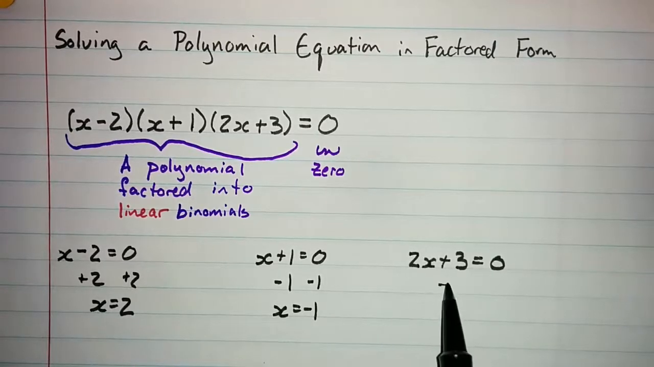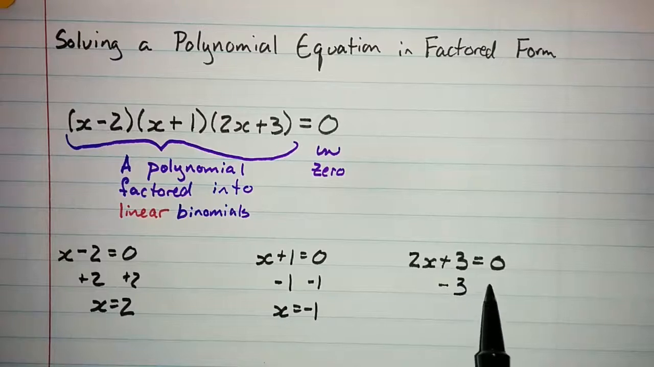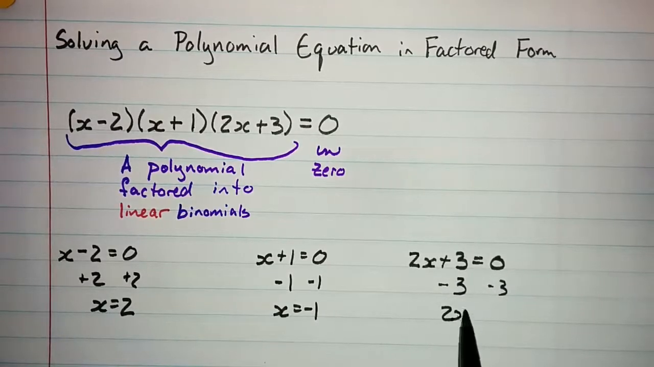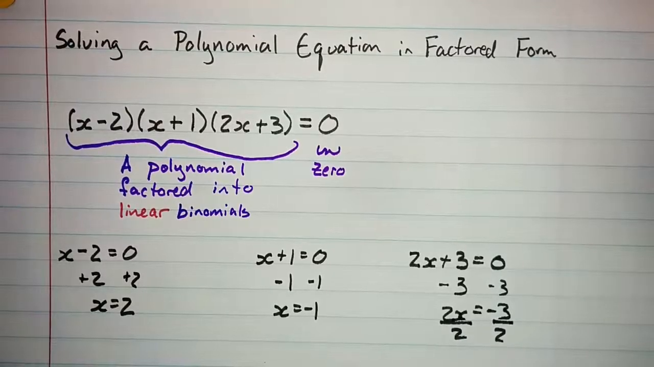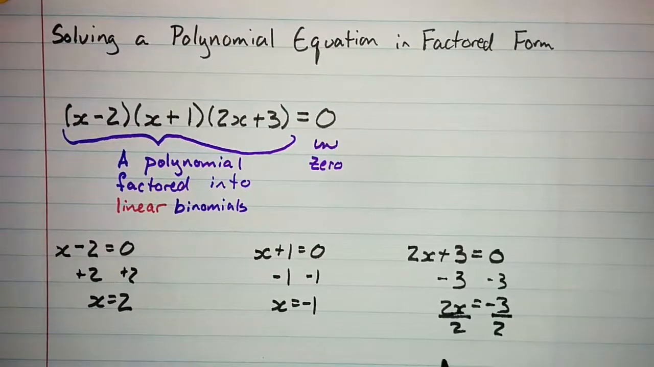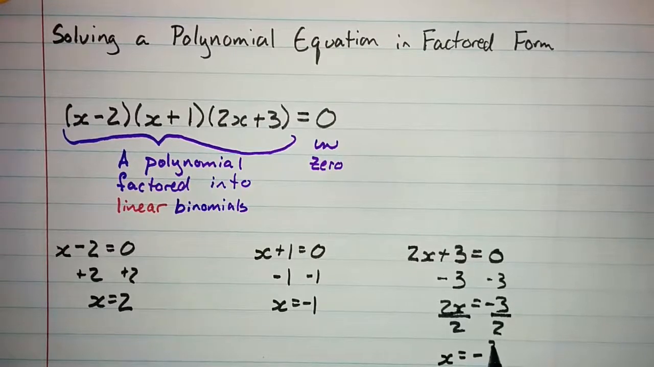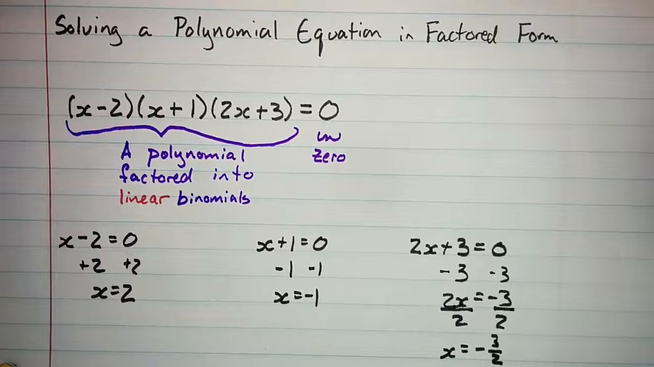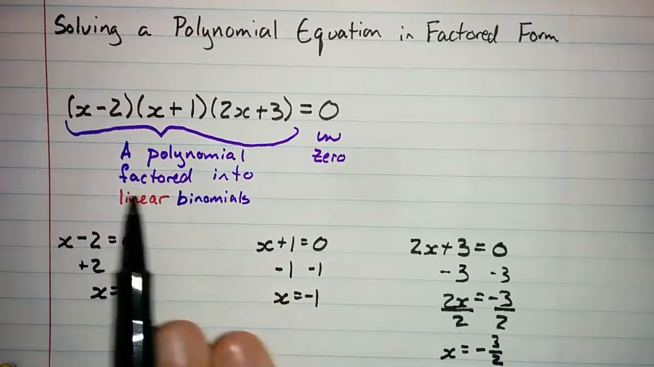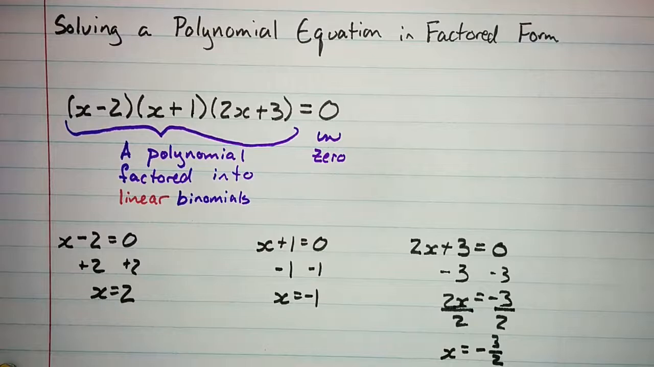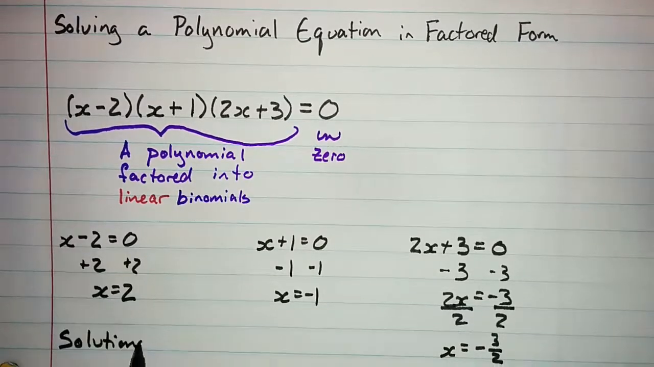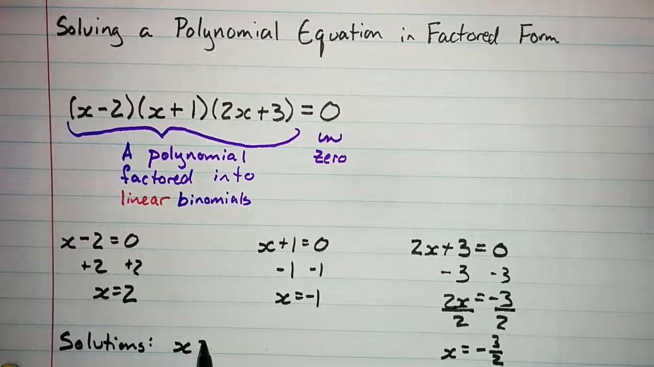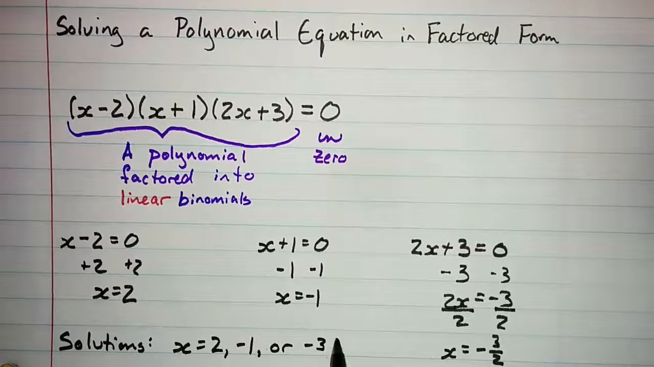We can solve this equation with another step. And we find that this polynomial equation has exactly three solutions, namely x equals 2, -1, or -3/2.